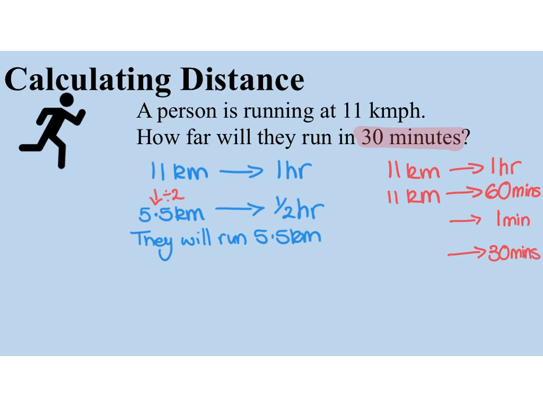When we do it this way, to get from 60 to 1, we divide by 60. And then to get from 1 up to 30, we times by 30. Now if we do the same thing over here, 11 divided by 60 and times by 30, it will give you the 5.5 kilometres again. We'll use this method later when the minutes are a little bit more complicated.